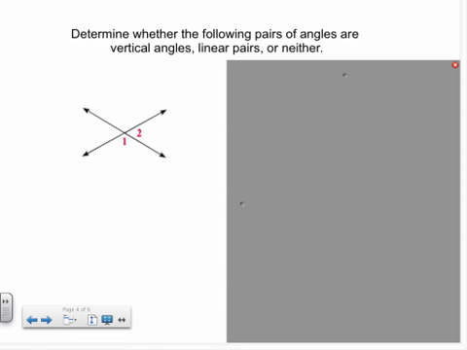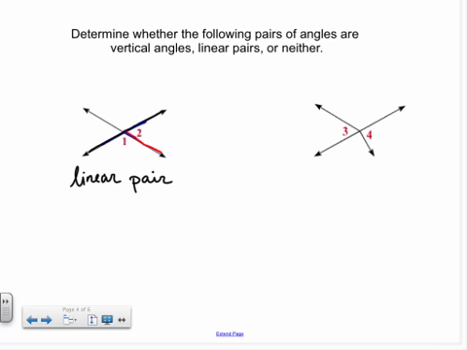In our first picture, angles 1 and 2 are formed by the intersection of two lines. They're adjacent angles, sharing a side. That makes them a linear pair, and therefore supplementary. What do you think about our next example? These are two non-adjacent angles that share the same vertex, but are they vertical angles? If you said yes, you're not alone, but you're also wrong. Vertical angles have to be formed by two intersecting lines.